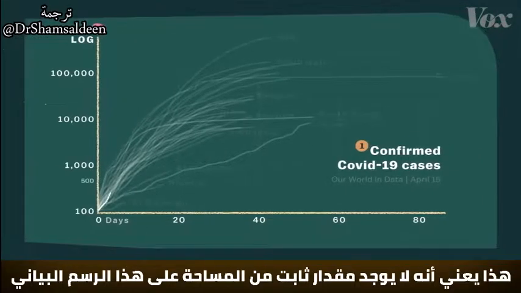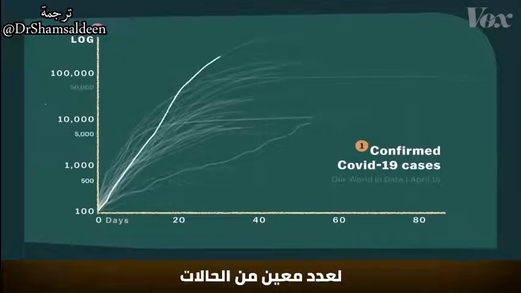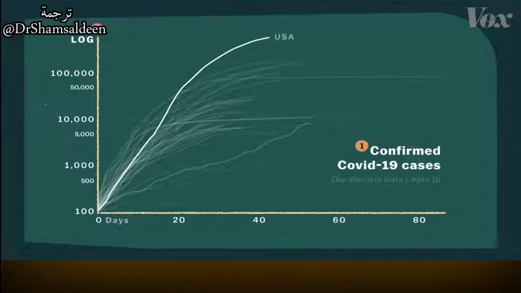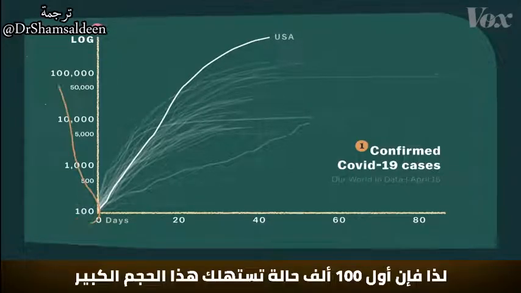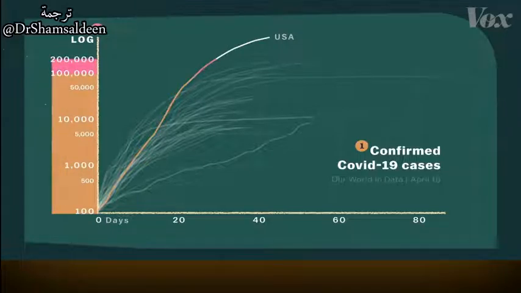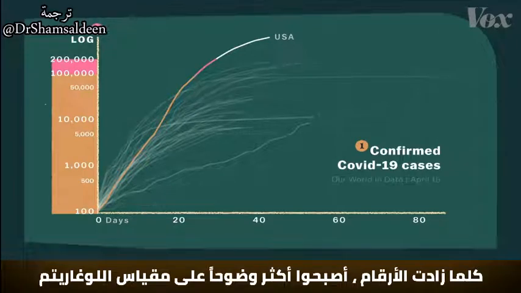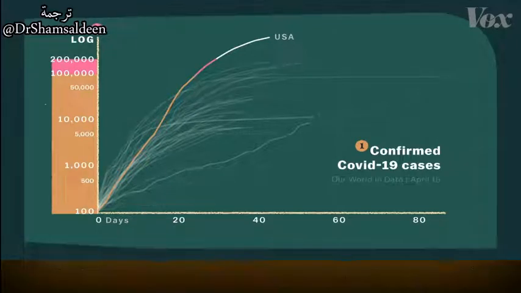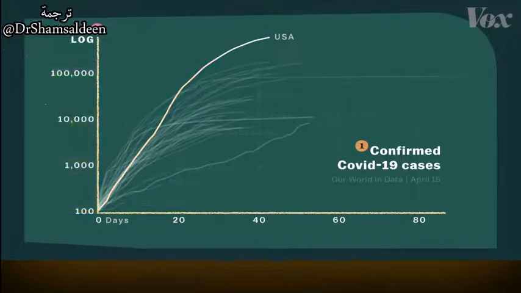That means that there's no fixed amount of space on this chart for a certain number of cases. So the first 100,000 cases take up this much space, and then the next 100,000 cases get just this much. The higher the numbers, the more visibly squished they become on a log scale. So why do it this way?